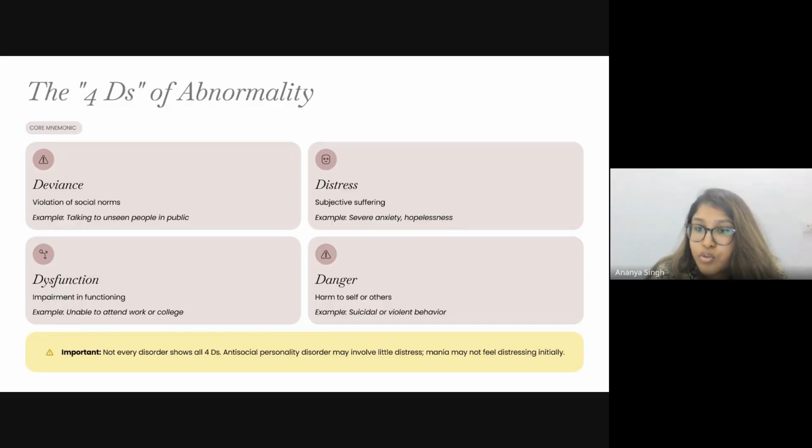Deviance is violation of social norms, the social concept of normality that we just discussed, that is talking to unseen people in public, we discussed. Distress is subjective suffering. Does it pain you to be like this? For example, severe anxiety, hopelessness. You're able to maintain functioning, but it's still paining you somewhere. Dysfunction, impairment in functioning, which is the functional concept of normality we just discussed. And danger is harm to self or others. So this could be suicidal or violent behavior, homicidal behavior, anything like that.